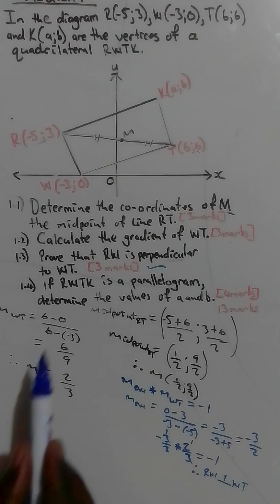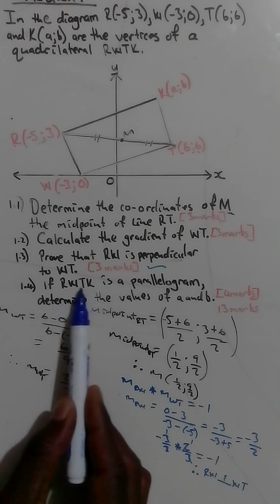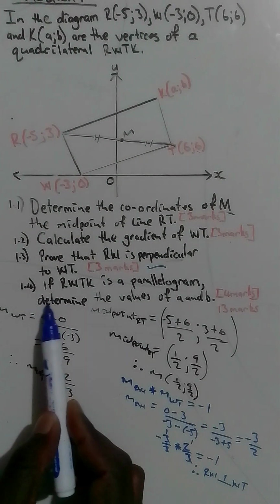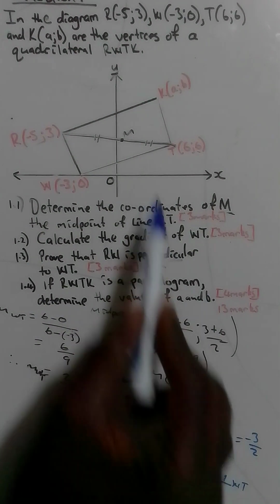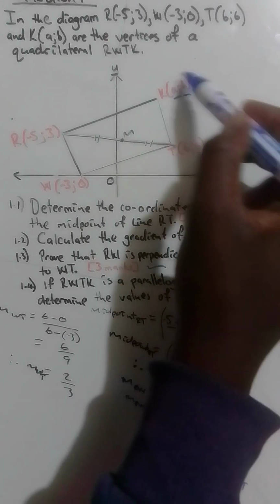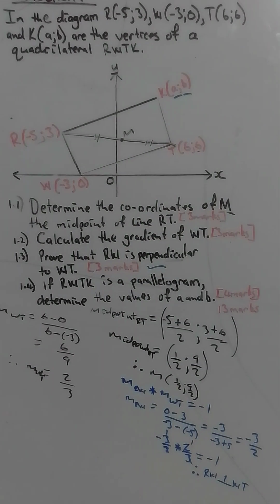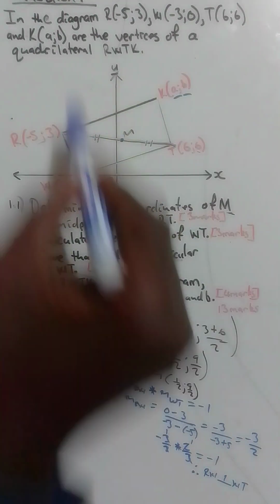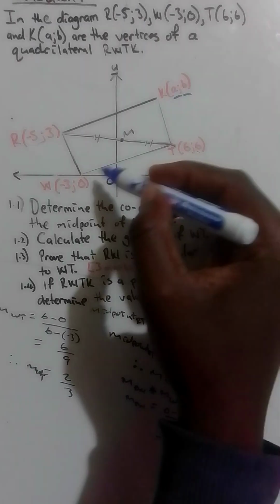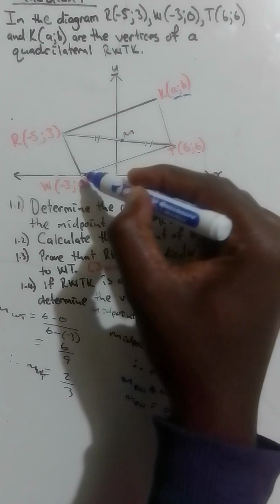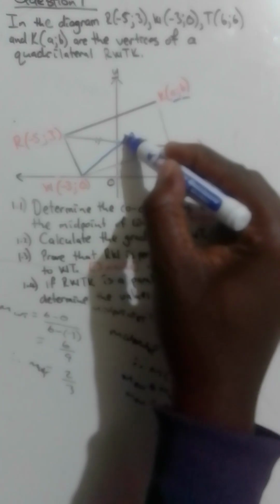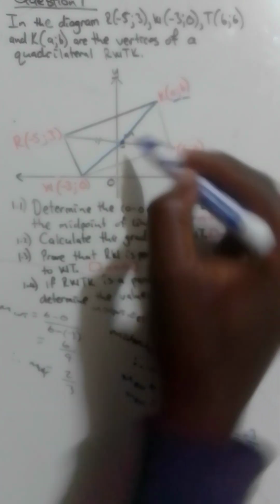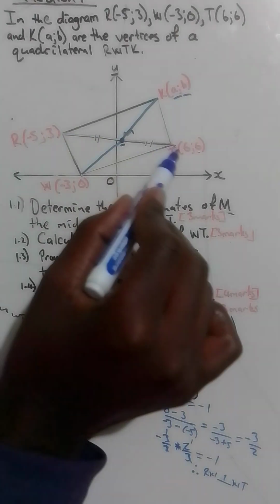Now we go to the last question, which says that if RWTK is a parallelogram, determine the values of A and B. We must determine the values of A and B, which are coordinates of K. So what do we know? We know that if this is to be a parallelogram, then it will share what? It will share the midpoints, meaning to say that this line MK here, its coordinates for the midpoint are identical to the coordinates of the midpoint of line RT.